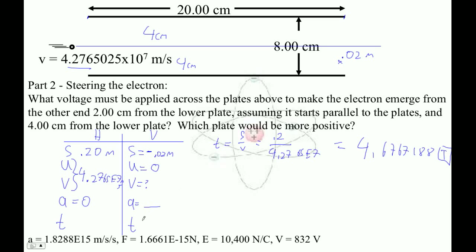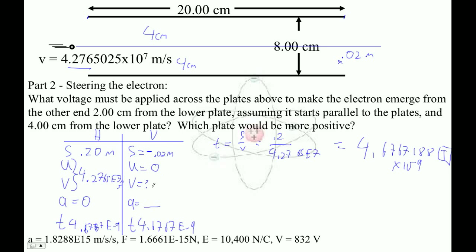So our time is 4.6767 times 10 to the minus 9 seconds, okay? 4.6767 e minus 9, and that's the same time on the vertical side, right?